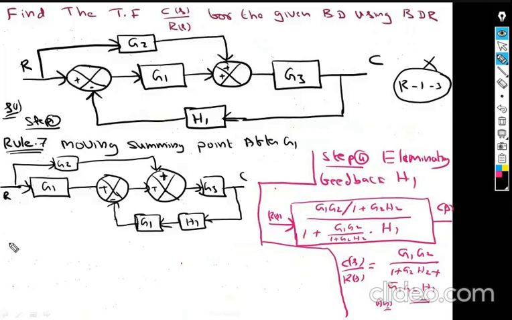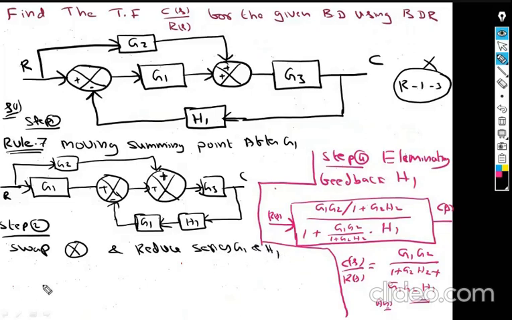So in the next step, step number 2, what I am going to do here is rearrange, or simply put, swap the summing points. I will swap the summing points, and also reduce the series blocks, which are G1 and H1.